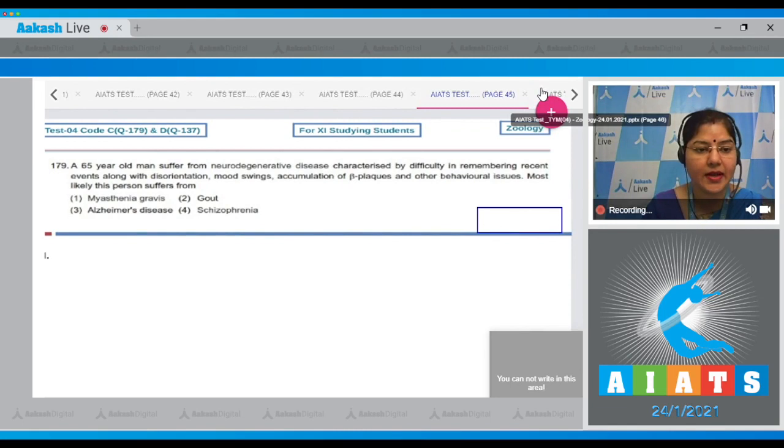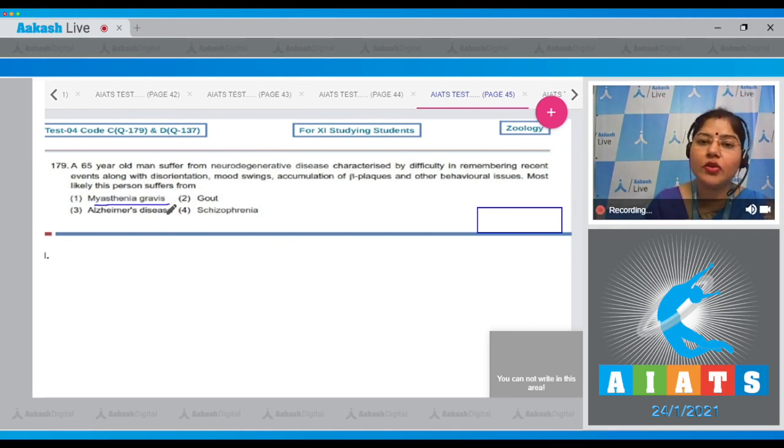Question number 179: a 65-year-old man suffered from a neurodegenerative disease characterized by difficulty in remembering recent events along with disorientation, mood swings, accumulation of beta plaques and other behavioral issues. Most likely this person suffers from, and the options given are myasthenia gravis, gout, Alzheimer's disease and schizophrenia.